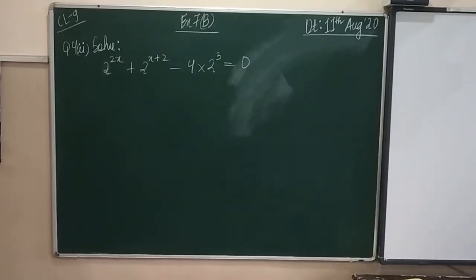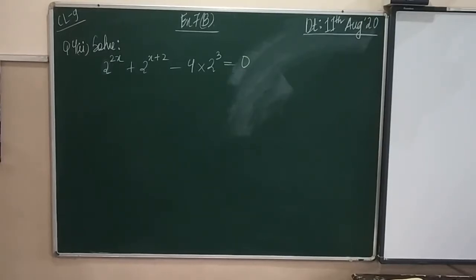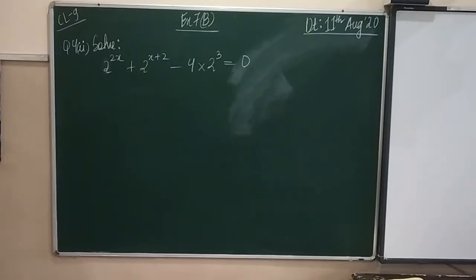So today is 11th of August and we are doing exercise 7b, and today's class will start with question number 4 part 2. Okay, the question is to solve 2 to the power 2x plus 2 to the power x plus 2 minus 4 into 2 cubed, which equals 0. So this is the question given to us. Now we have to solve and find the value for x.